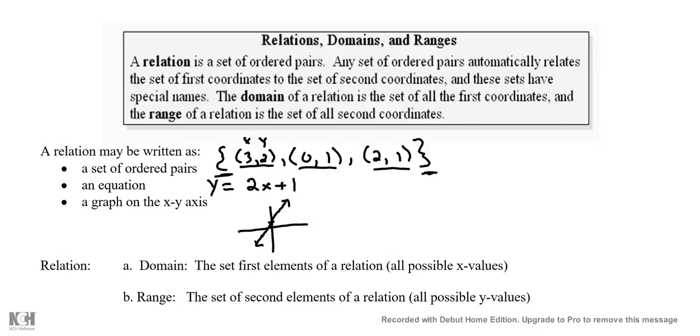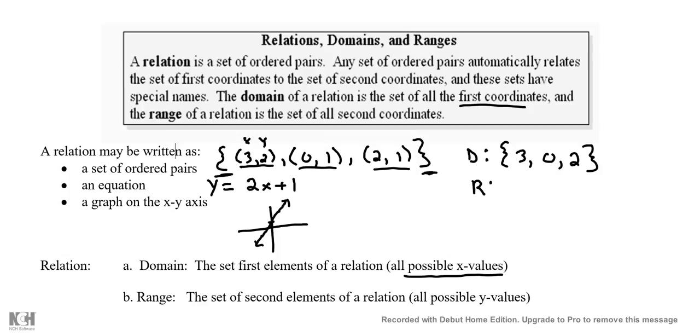The domain of a relation is just all the first coordinates. In other words, all possible x values. So let's take a look at this first one. The domain is just the set of all my x's. So for instance, in this first relation I created where I had 3 separate ordered pairs, the domain would be 3, 0, and 2, since those are my 3 different x values, 3, 0, and 2.